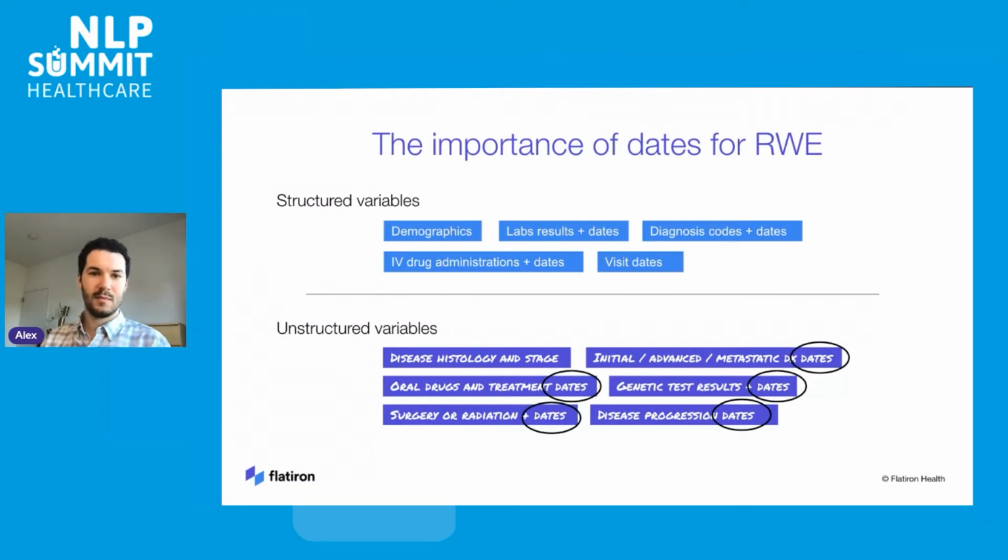So I'm going to focus on some work that we've been doing at Flatiron to extract clinical events and their dates from clinical text. And I'm going to focus on one example variable, which is advanced non-small cell lung cancer diagnosis. But I'll touch on how this approach expands to other clinical variables as well.